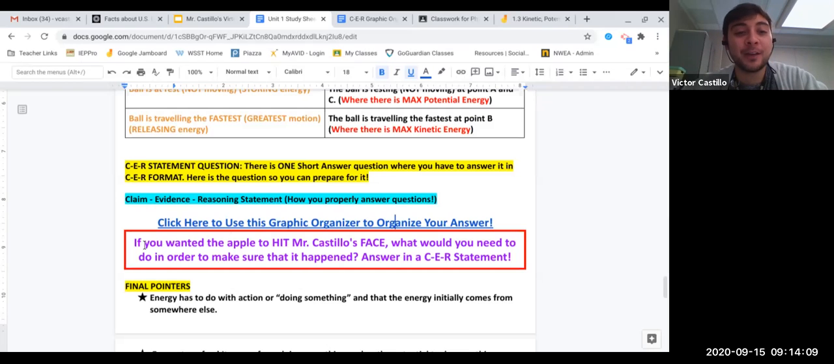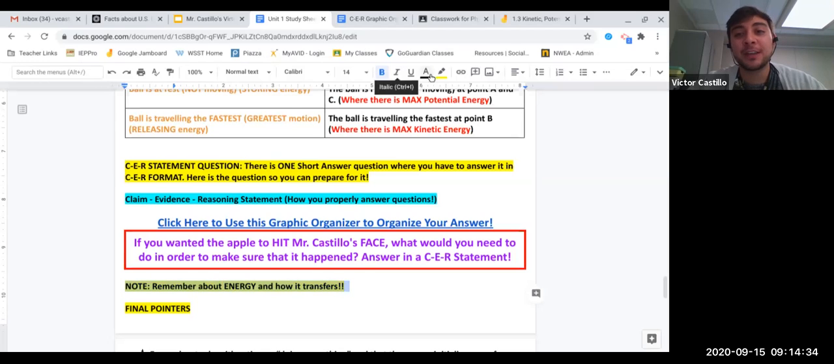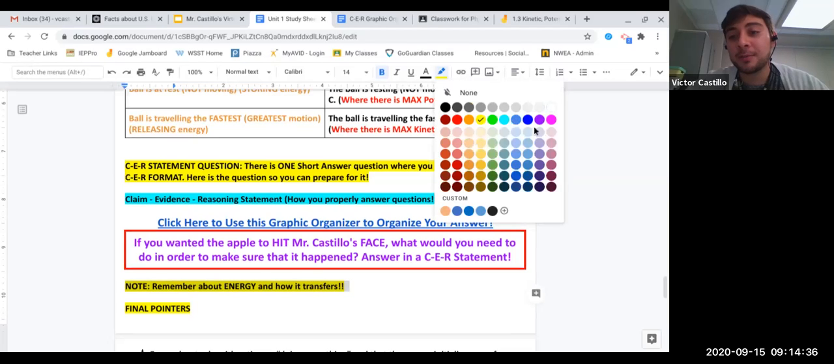Okay. So if you want the apple to hit Mr. Castillo's face, what would you need to do in order to make sure that it happened? I'll put some pointers right here to help you out. I'm going to put notes. Note. Remember about energy and how it transfers. It's all about energy and how it transfers. So if you keep that in mind, you should be able to answer the question accordingly.